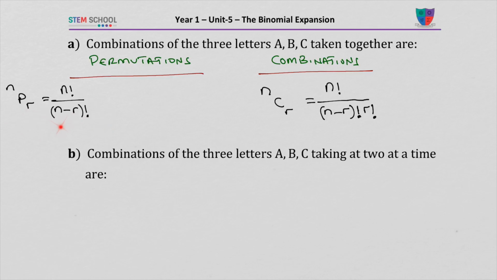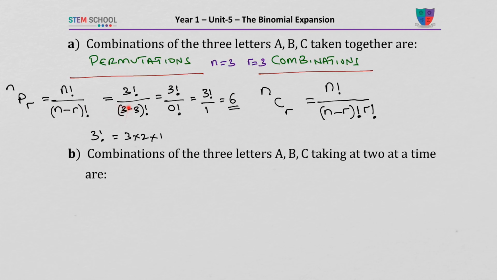Now I've written the general formula for permutations and combinations. If we're doing permutations, it's going to be n factorial over (n minus r) factorial. And if you're doing combinations, it's going to be nCr equals n factorial over (n minus r) factorial times r factorial. In this case, n equals 3 and r also equals 3.